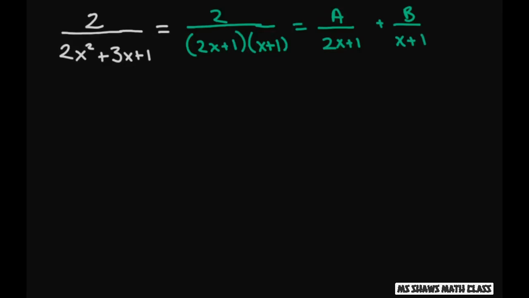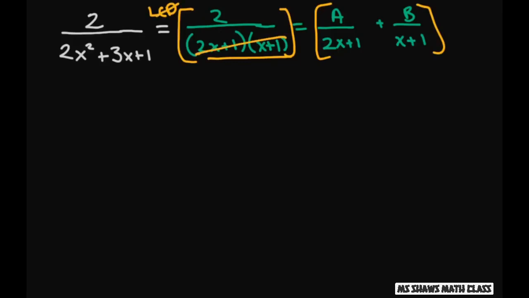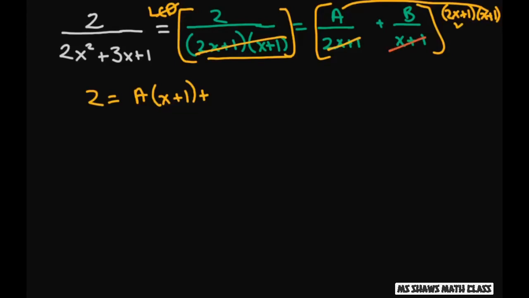Now to clear the fractions, we're going to multiply each side by our common denominator, which is just this. So when you multiply this side by your least common denominator, that cancels. And we're going to multiply this side by our least common denominator. So what you're going to get is 2 equals, this is going to cancel with this one, so you're left with a times x plus 1. And then these two will cancel, so you multiply those two and you get b times 2x plus 1.